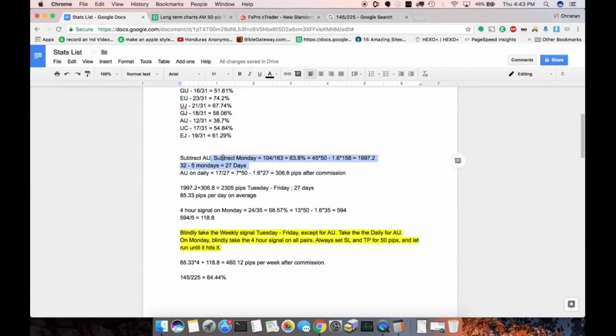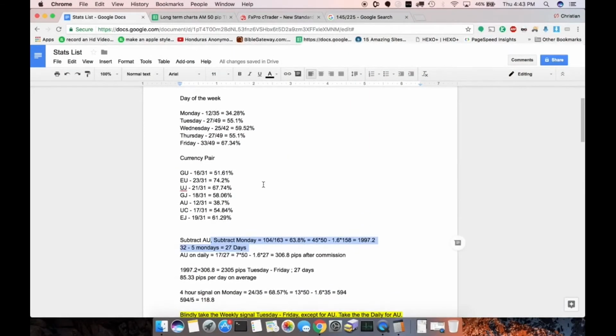Basically, if you just take the weekly symbols and simply subtract Monday, because it's the least profitable day, and the AU, because it's the least profitable pair, you'll get 104 over 163, which is 63.8%, a net 45 trade gain. You multiply that by 50 pips per trade, subtract commission 1.6 times 100 and, oh shit, I did that wrong. That's why.